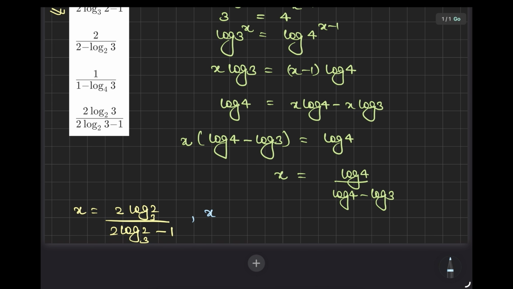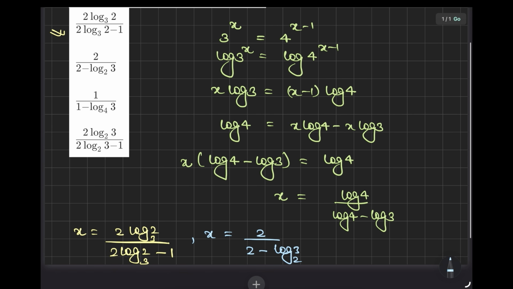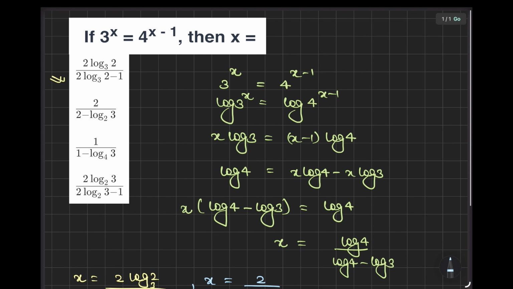So x will become what? You can start from here as well. Just think about the base as 2. So it is 2 times log 2 base 2, which will become 2, upon 2 times log 2 base 2, which will become 2, minus log 3 base 2. So if you observe, this x is equal to option number 2. Hence option number 4 is wrong.